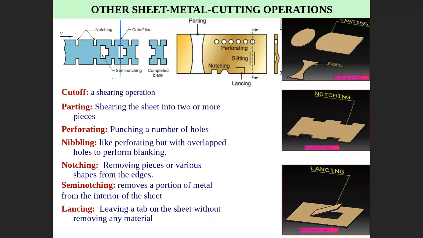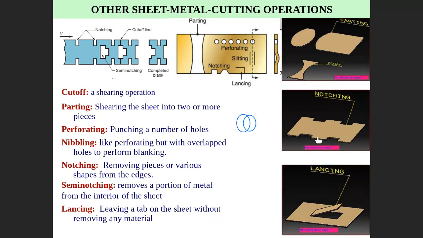Nippling is very similar to perforating, but the holes overlap. Overlap means nippling gives holes like this is a hole, the other hole will be like this. Overlapped, not separate like this. Separate like this is perforating. Nippling means you make a hole and another hole over it, overlapped.